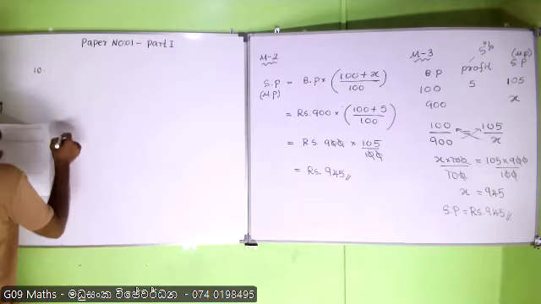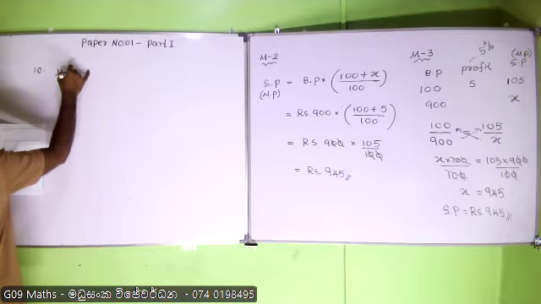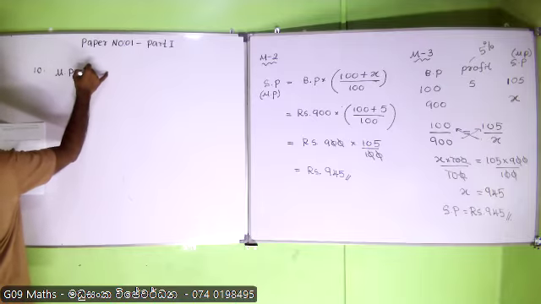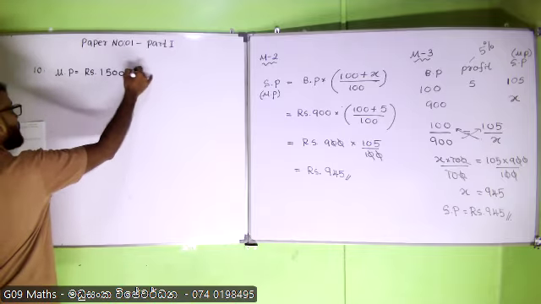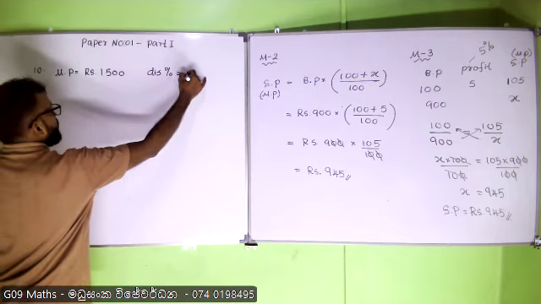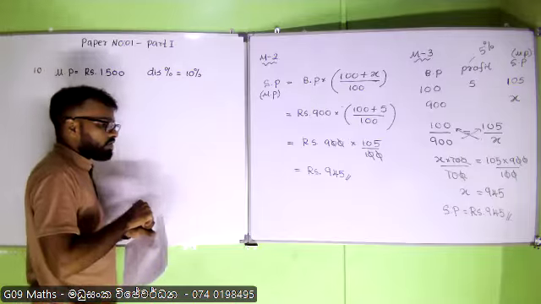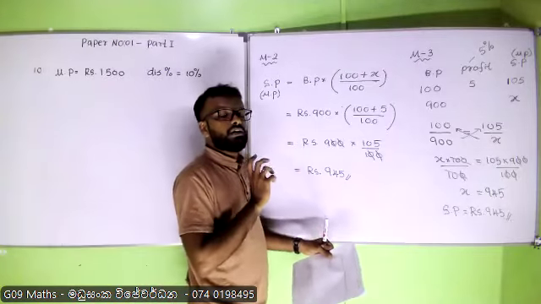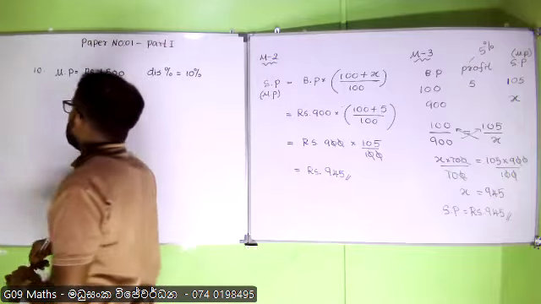So I will write the mark price. Mark price is 1,500 rupees. And discount percentage is 10%. Discount means if you are having a discount, you are going to subtract that discount from your mark price, then you are going to decide your selling price level.